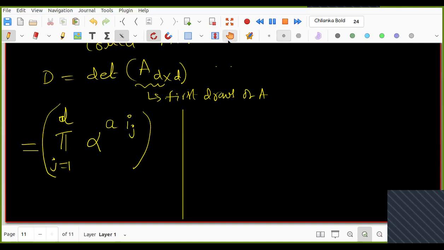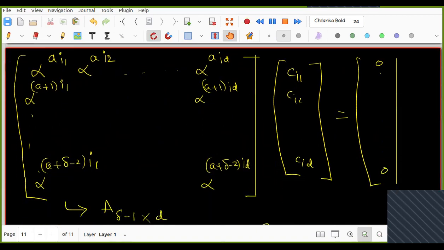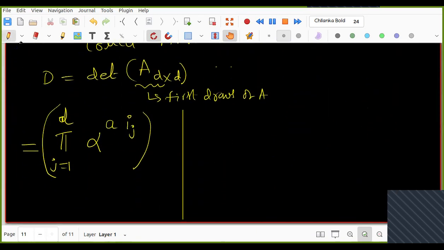So what remains in the first row? You see here, I take alpha power A I1 outside. From the second column, alpha power A I2 I brought outside. Like that, alpha power A ID I brought outside, right? So what does this become now? So the first row becomes 1, 1, 1. Are you okay? What does the second row become? Alpha power I1, alpha power I2, alpha power ID. Correct.